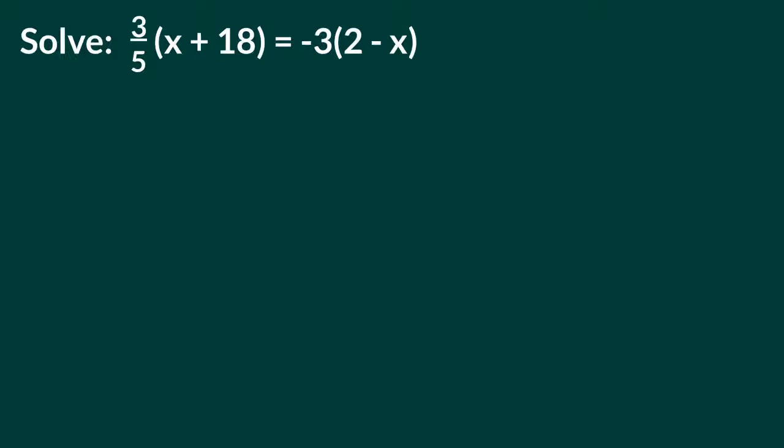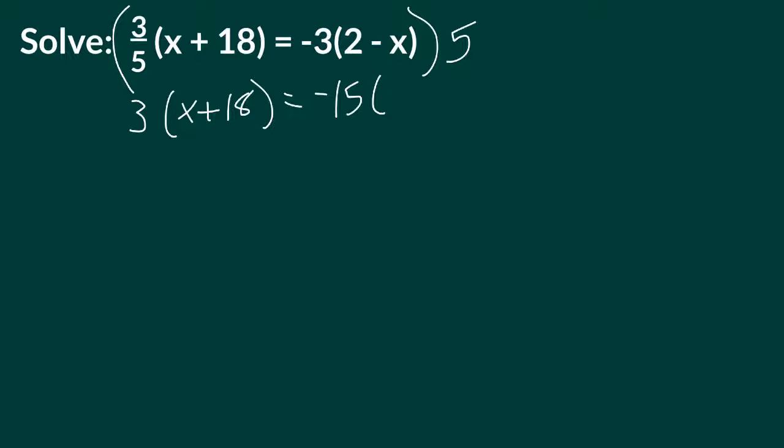Okay, another example. Let's do this one. We've got a fraction here, and this time it is on the outside of the parentheses, so we can multiply to get rid of it. So we're going to multiply everything by the LCM, which in this case happens to be 5. 5 times 3/5 is going to give you 3. We don't multiply the parentheses by it, so that stays like that. 5 times -3 is -15. And then we have 2 minus x. Again, inside the parentheses stays the same.